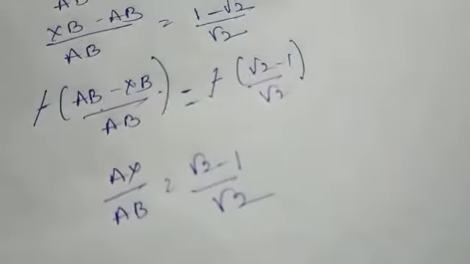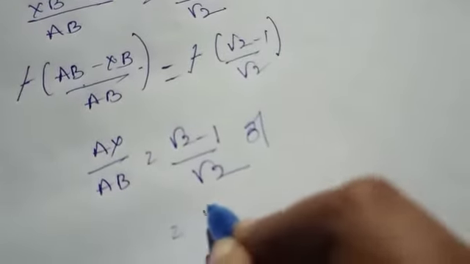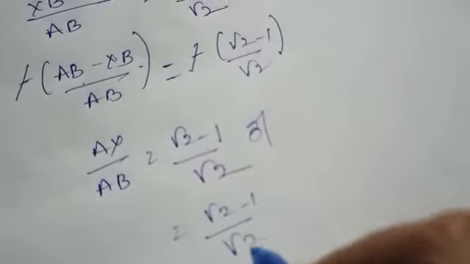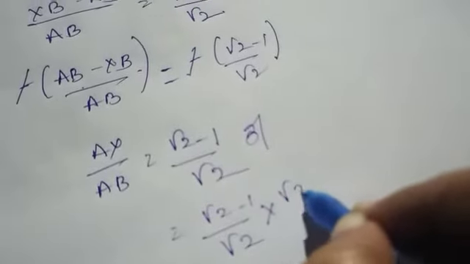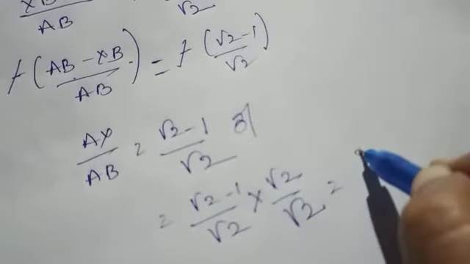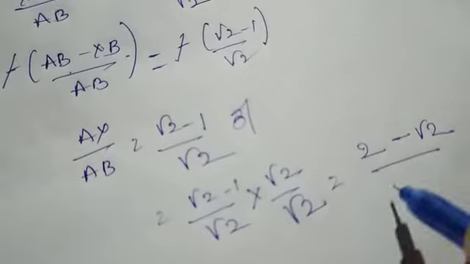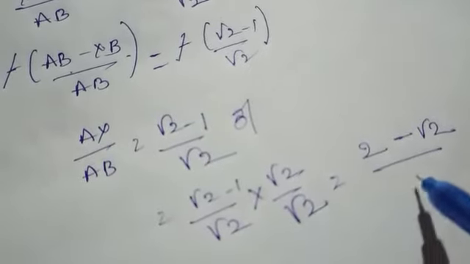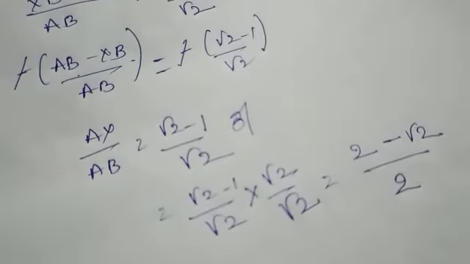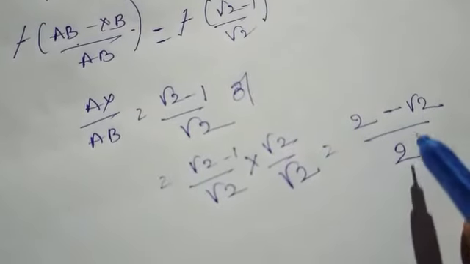Or (root 2 minus 1) by root 2 multiplied by root 2 by root 2. Okay, root 2 into root 2 is 2, minus 1 into root 2, root 2; denominator root 2 into root 2, which is equal to 2. Okay, therefore the AX by AB value is (2 minus root 2) by 2.